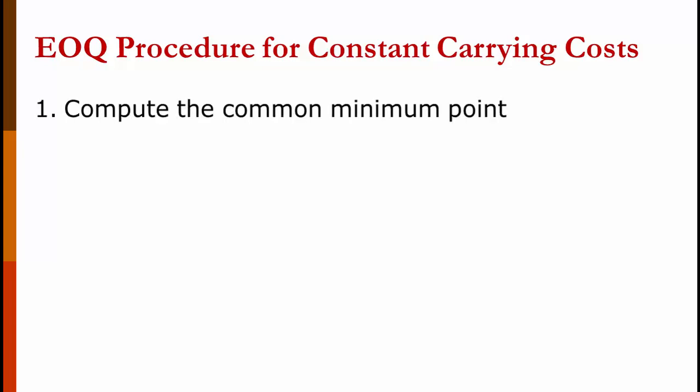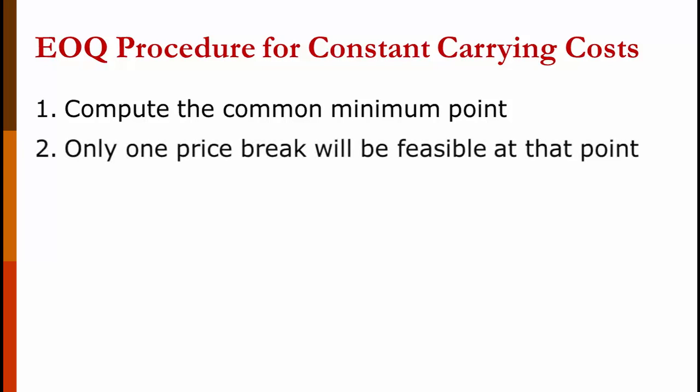1. Compute the common minimum point. That is, find the Q value. Remember, price doesn't go in the calculations of Q. Carrying costs do, but if the carrying cost is constant, there's only one. Step 2. Only one price break will be feasible at that point.